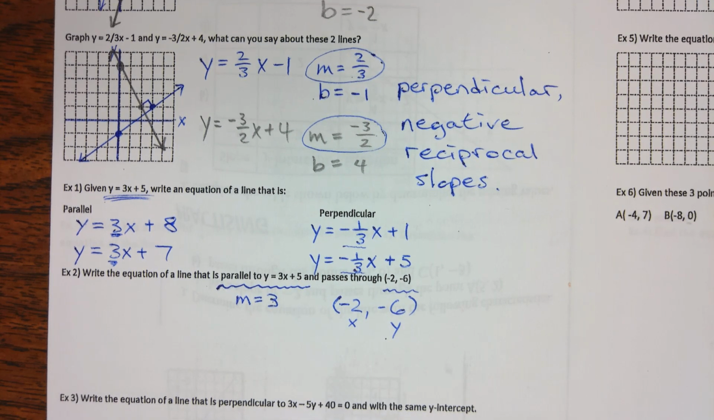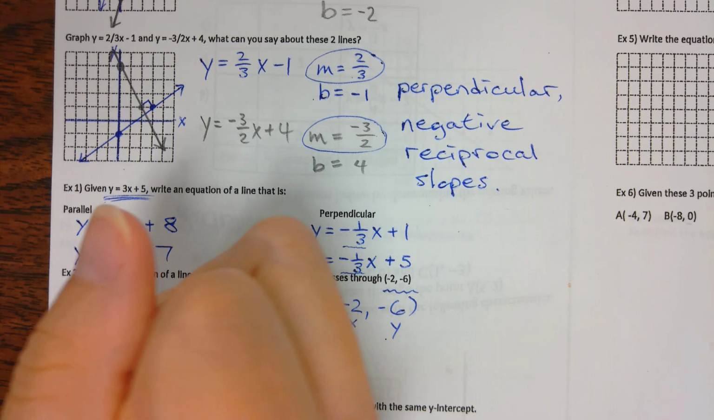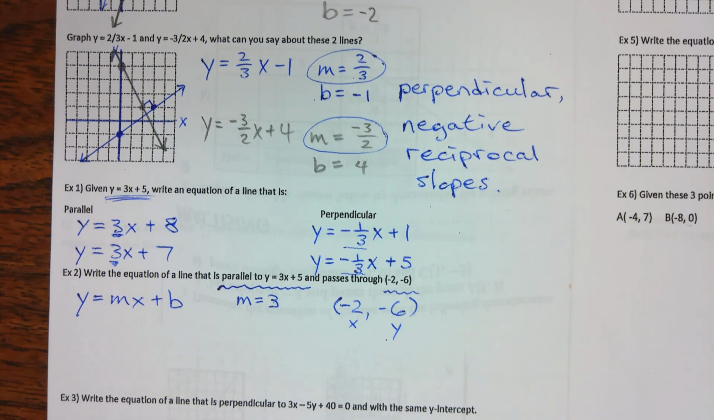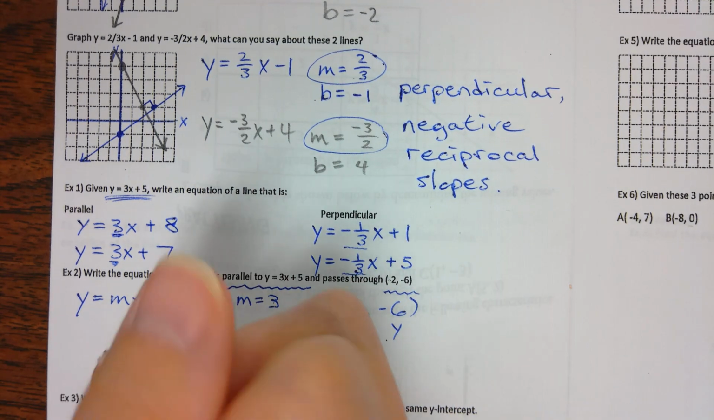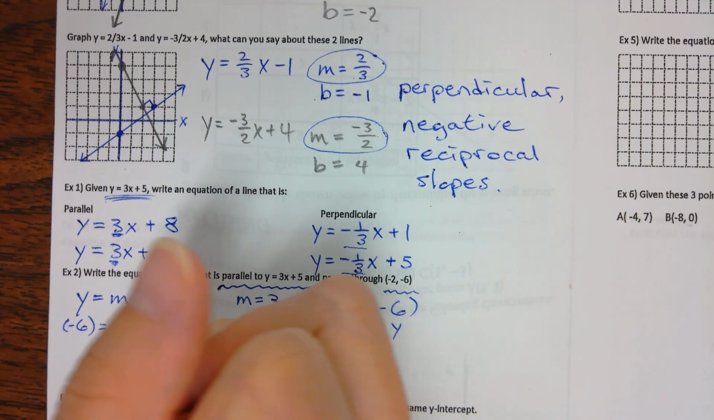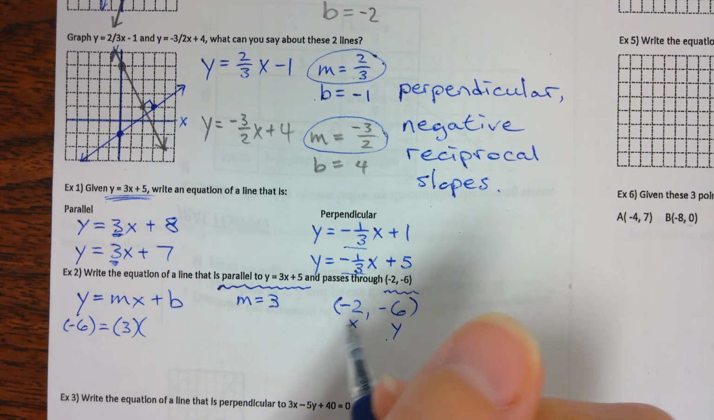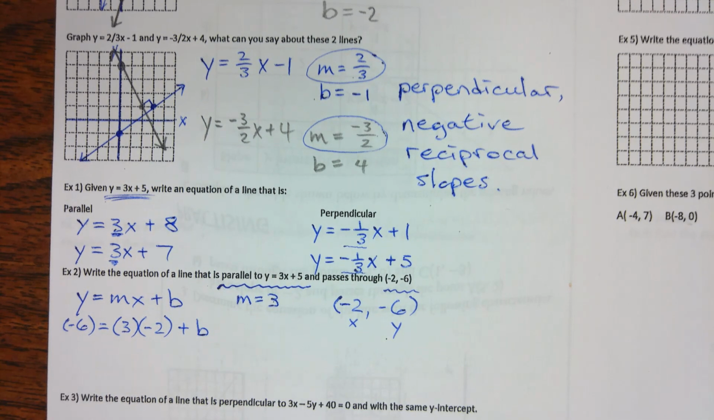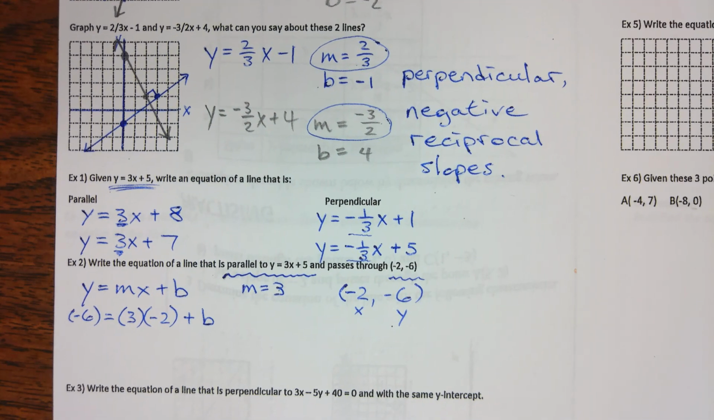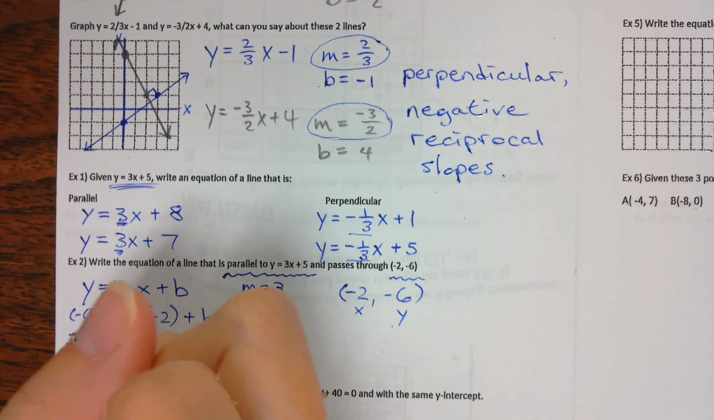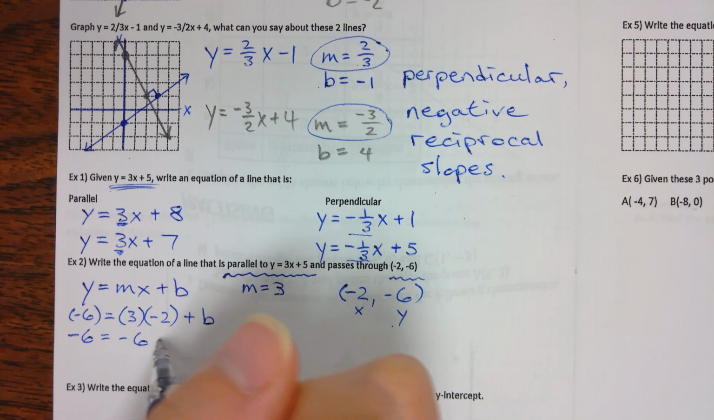I can use these three to find the y-intercept, the b. So y equals mx plus b. I'm going to sub them in. So y is negative 6, m is 3, x is negative 2, and then plus b. Negative 6 equals negative 6 plus b.